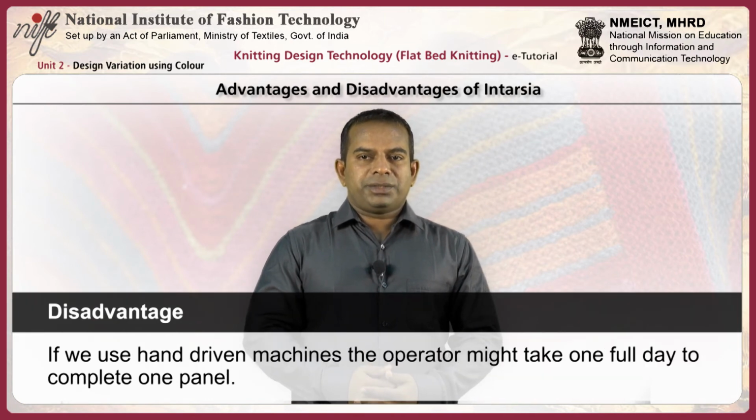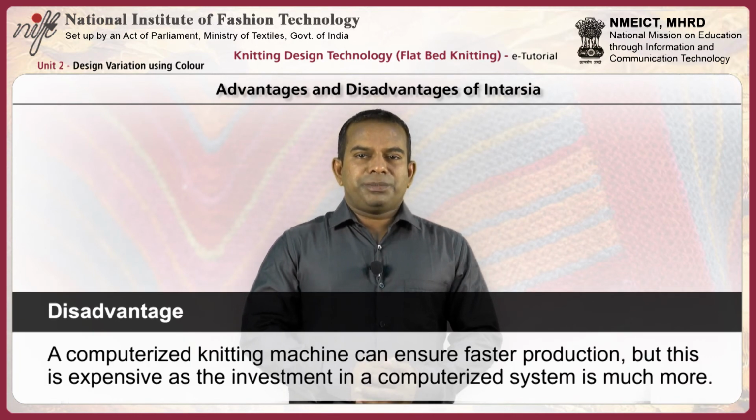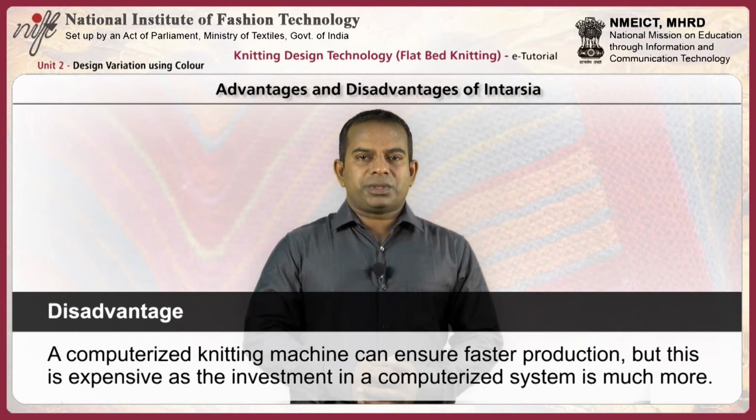If we use hand driven machines, the operator might take 1 full day to complete 1 panel. If we use a computerized knitting machine, it can ensure faster production, but this is expensive as the investment in a computerized system is more.